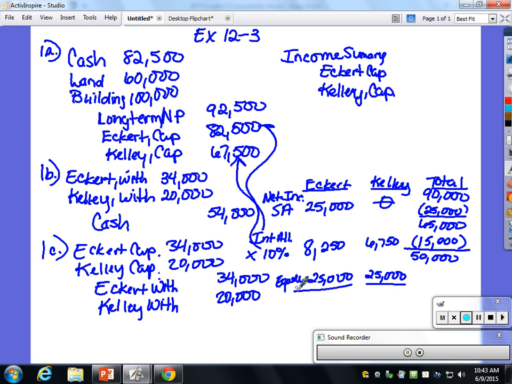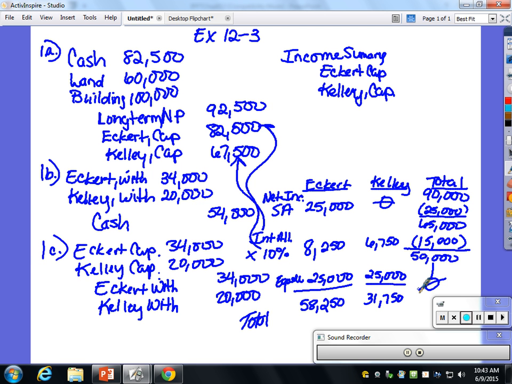So once you add that, I want you to add both of these columns up for me. What's the total for Eckert and what's the total for Kelly? 58,250 for Eckert. 58,250. That one is 31,700. Okay. Now, that's just based on the income exceeding the allowances. Correct.